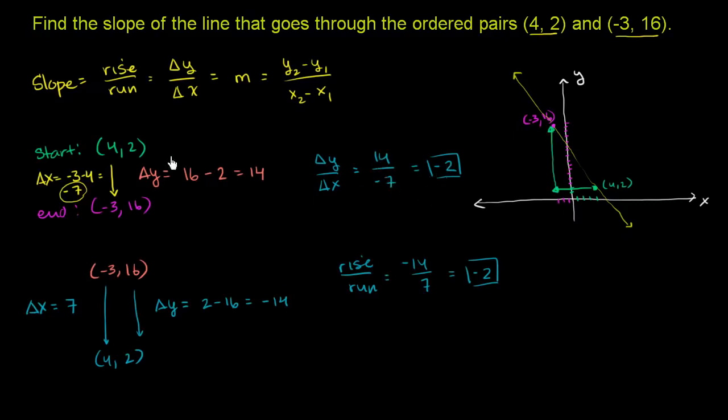When we did the other way, we started at this point and then ended at this point. Started at negative 3, 16 and ended at that point. So in that situation, our run was positive 7. And now we had to go down in the y direction since we switched the starting and the end point. Now we had to go down negative 14. Our run is now positive 7, and our rise is now negative 14. Either way, we got the same slope.